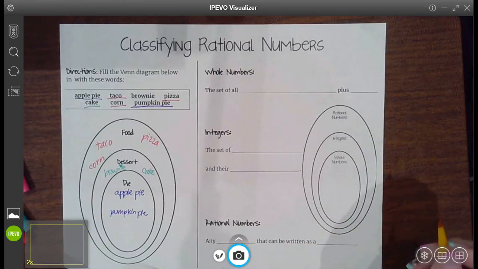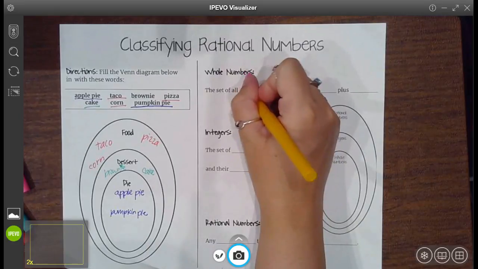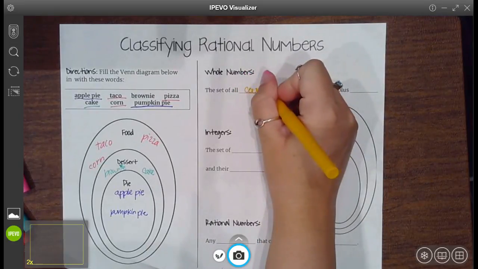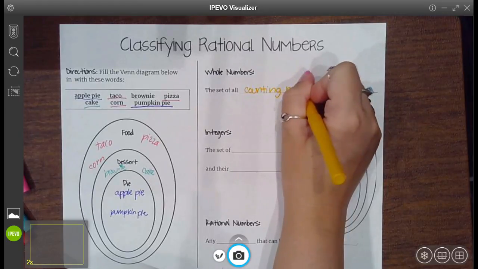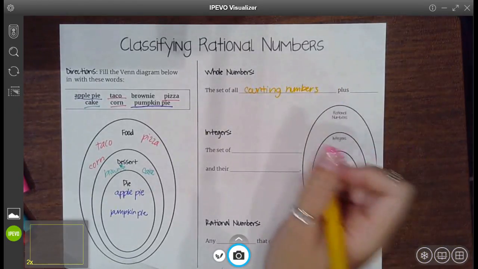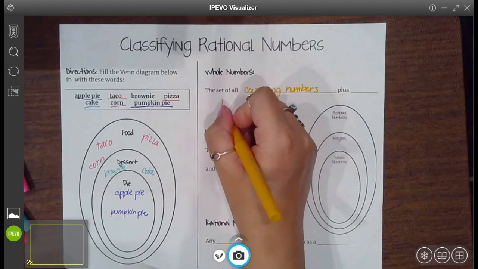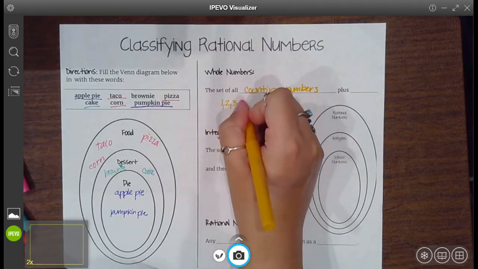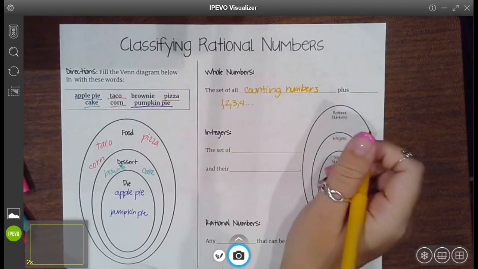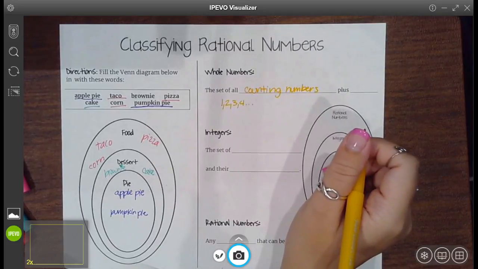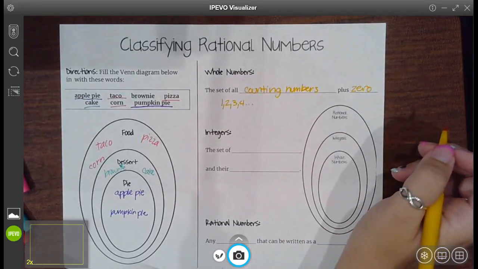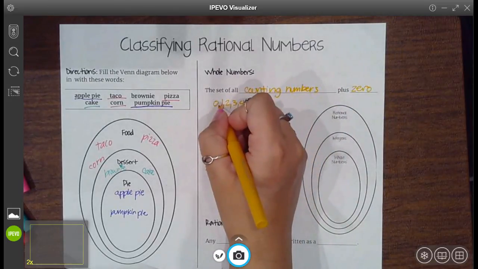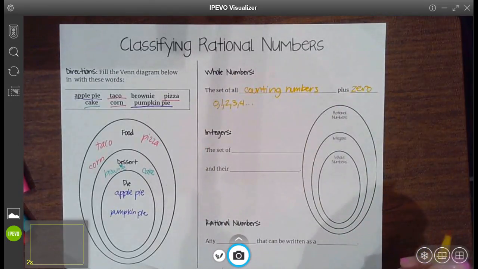Whole numbers are the set of what we call counting numbers. And we call them counting numbers because think about it. When you start counting, you go 1, 2, 3, 4, etc. That's how you start counting, right? And then it's also 0. Normally people don't start with 0, but that is part of the whole numbers.